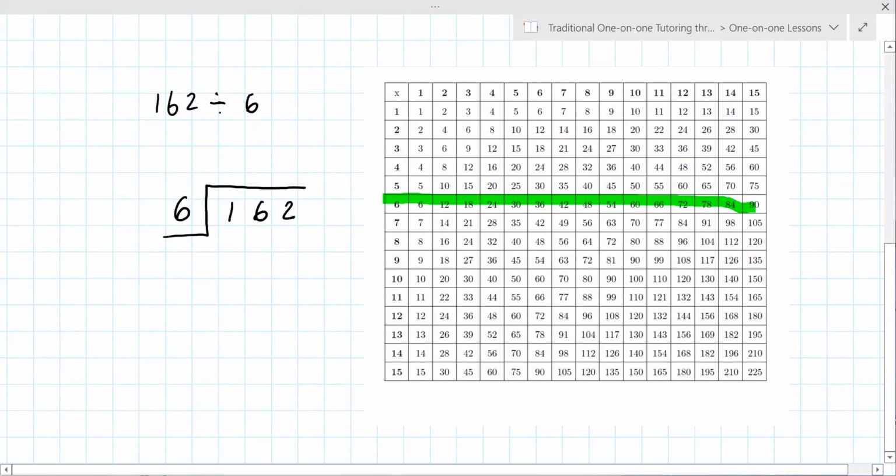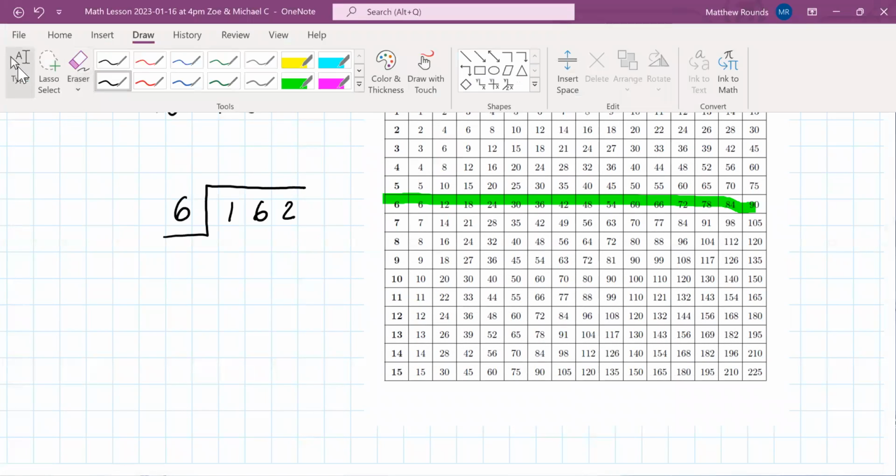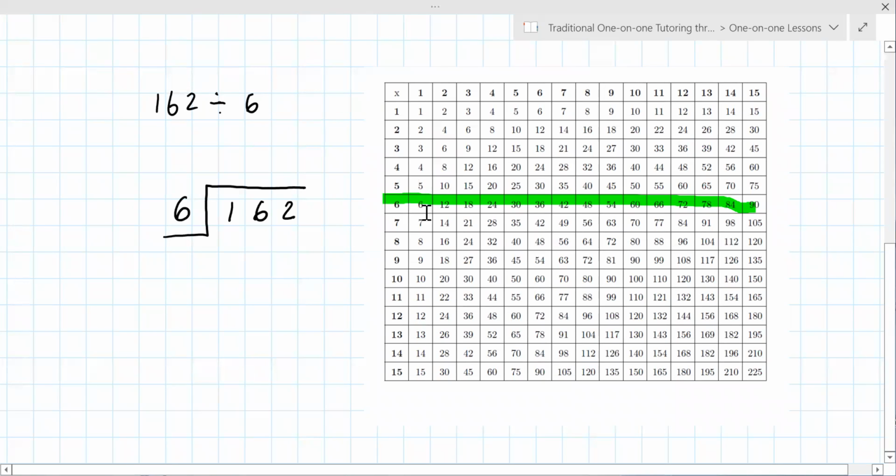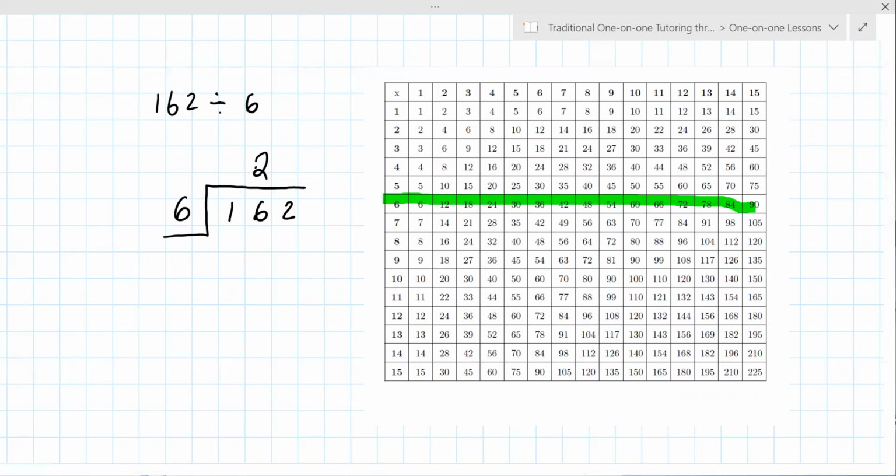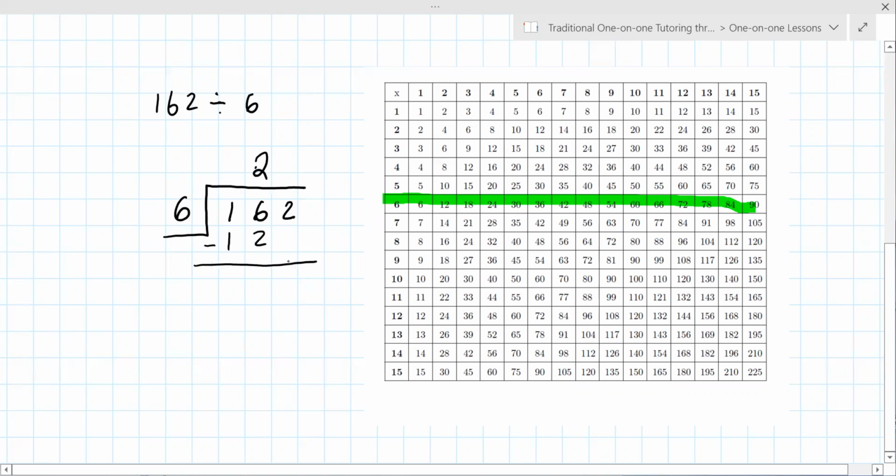Okay, but you're looking at row 6 here, and you're trying to figure out where does 16 fit in that. It's between 12 and 18, so the smaller number, 2. Okay, so the 2 goes above the 6. And then you take the 2 up here and you multiply it by 6. 2 times 6 is 12. Write that below, and then you subtract. 16 minus 12 is 4. Bring down the 2.